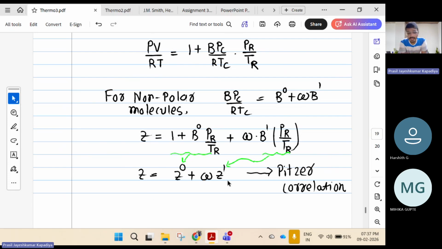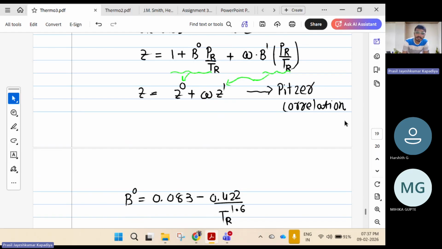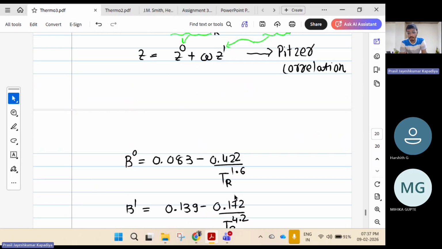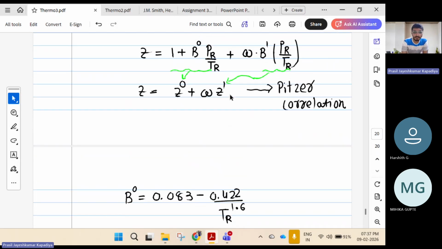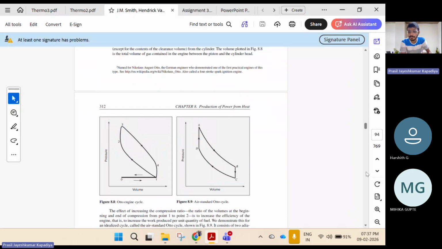So these Z naught and Z prime curves are available. Let's say you are willing to find the compressibility factor for a gas, and if you know these values of Z naught and Z prime from some curve, and omega is known, you can directly calculate the compressibility factor, and this correlation is called Pitzer correlation. It is available in two forms. The B naught and B prime constants are available in terms of correlation, whereas Z naught and Z prime are available in terms of values. I will show you that in the table.